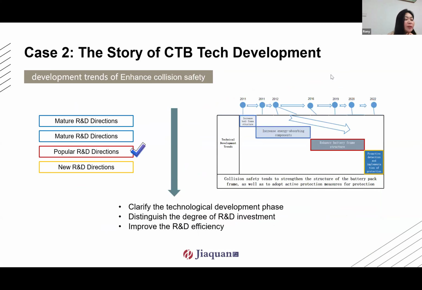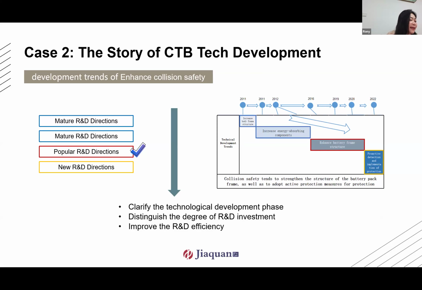To make it easier for everybody to see the trend of technical development, I enlarged the bottom part of the picture. As you can see, the technologies in the blue frame represent relatively mature R&D directions. The technologies in the red frame represent the current mainstream R&D directions, and the yellow ones are the emerging directions that everyone is currently researching and developing.